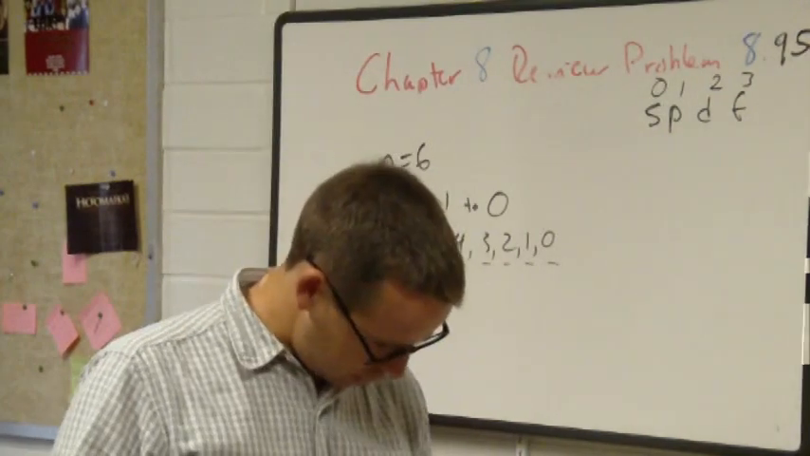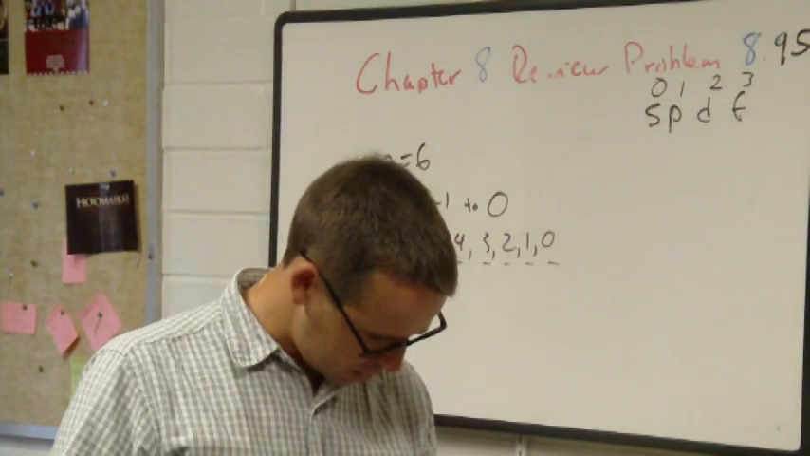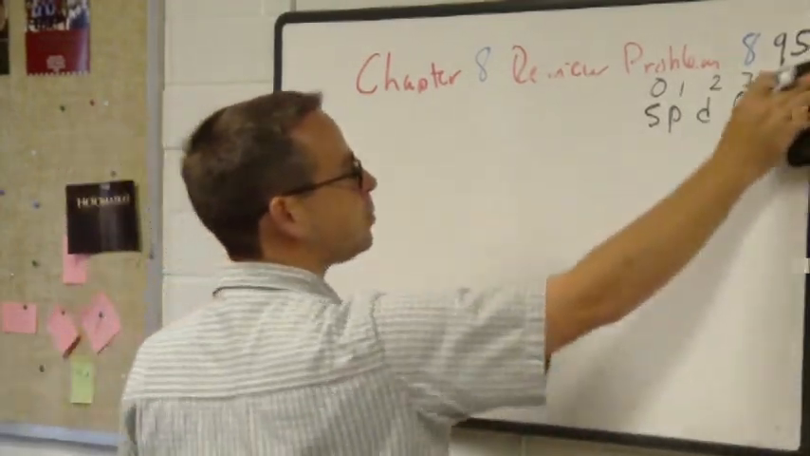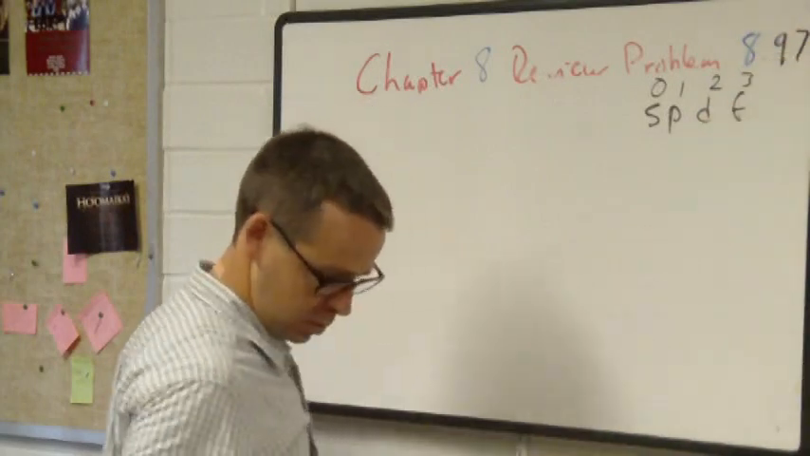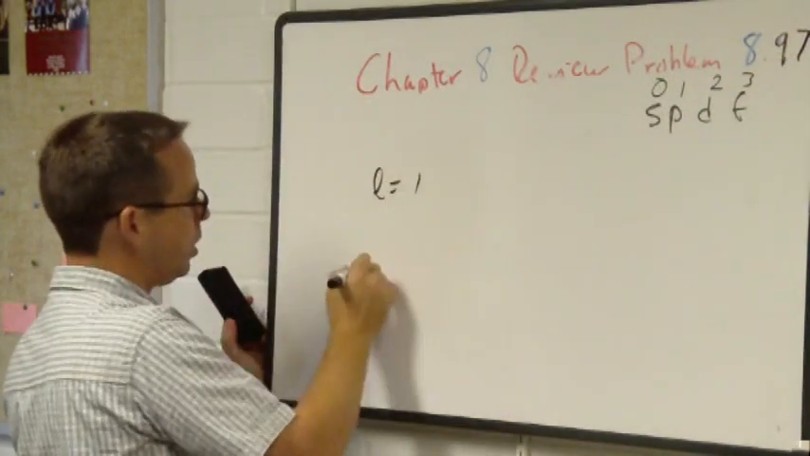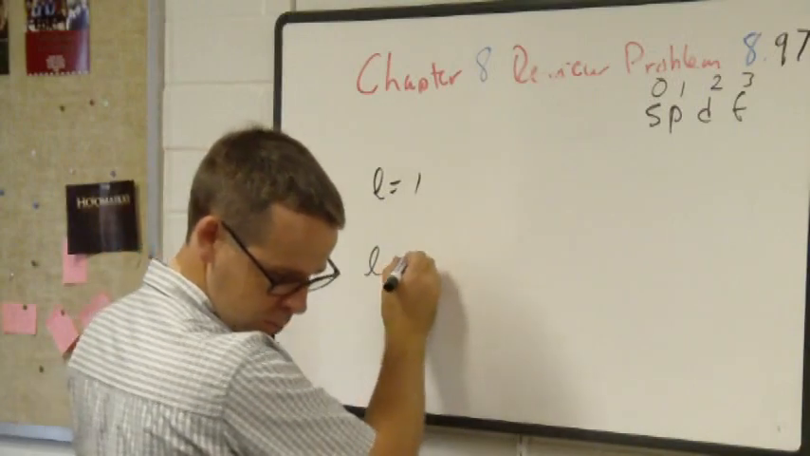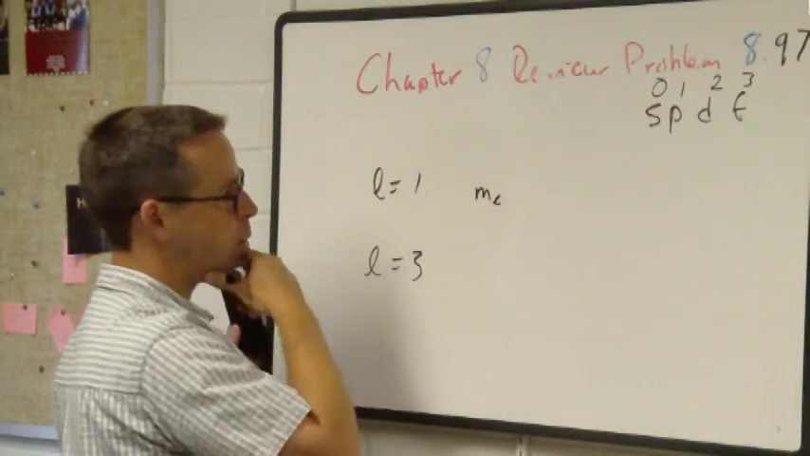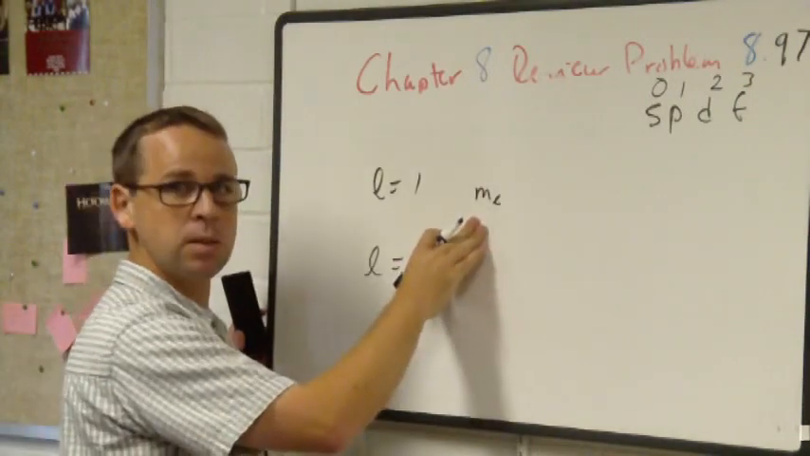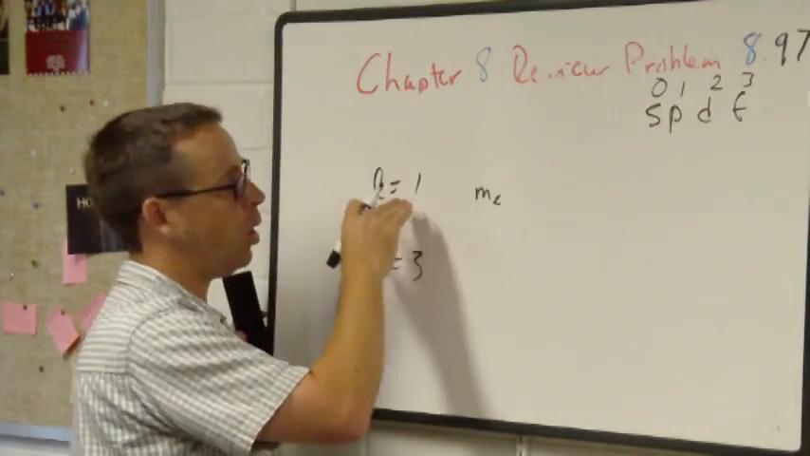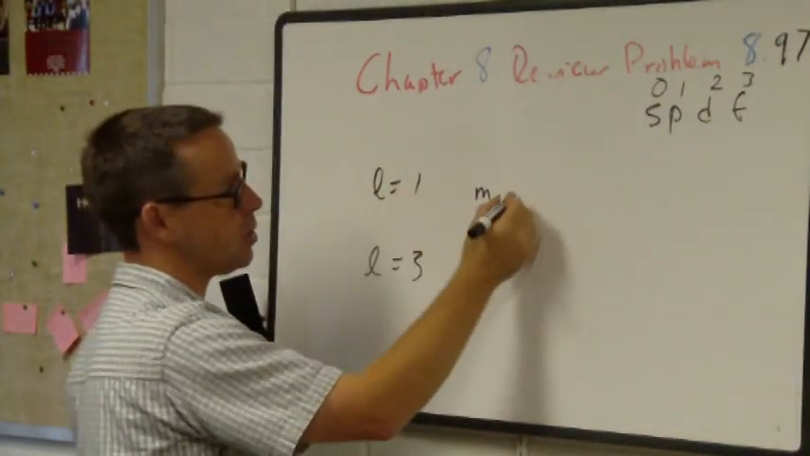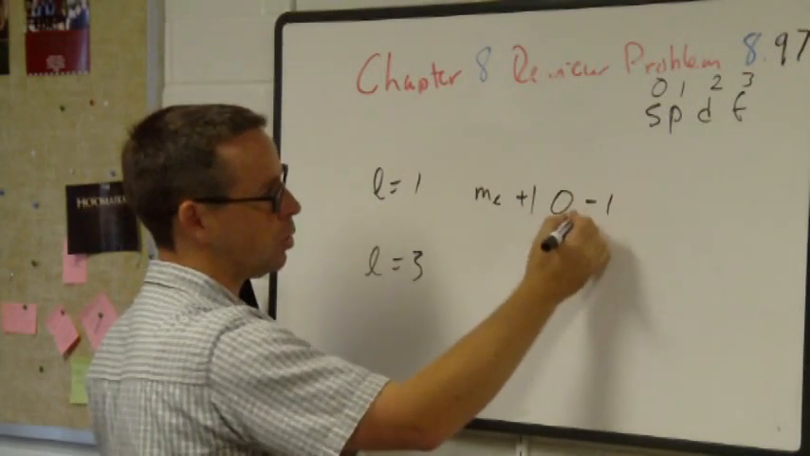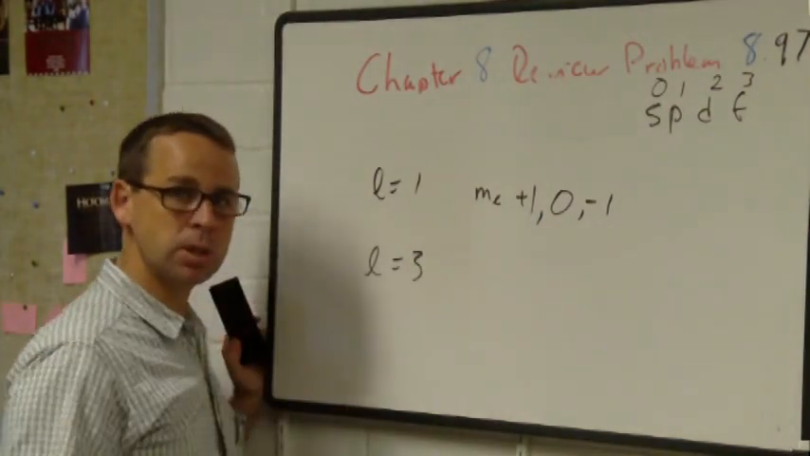So 897, what are the possible values of M sub L for a subshell with L equals 1 and L equals 3? M sub L can always be plus L all the way down to minus L. So it can be plus whatever L is, and then we go down in integers until we get to minus L.